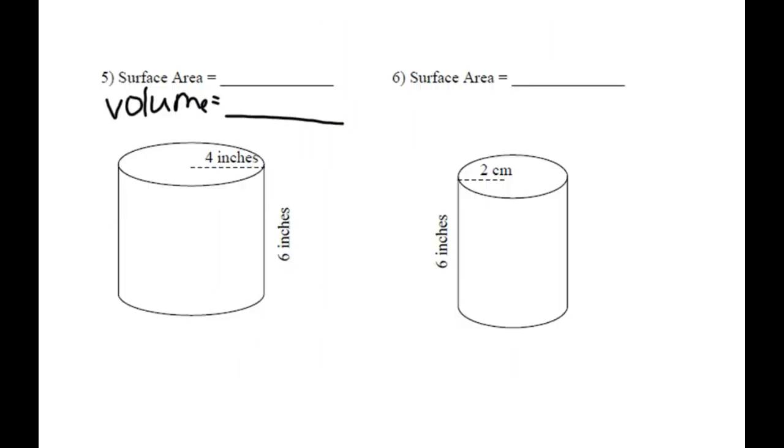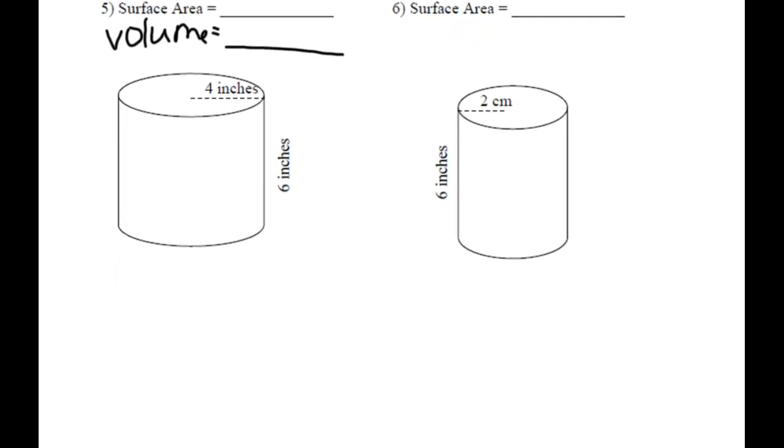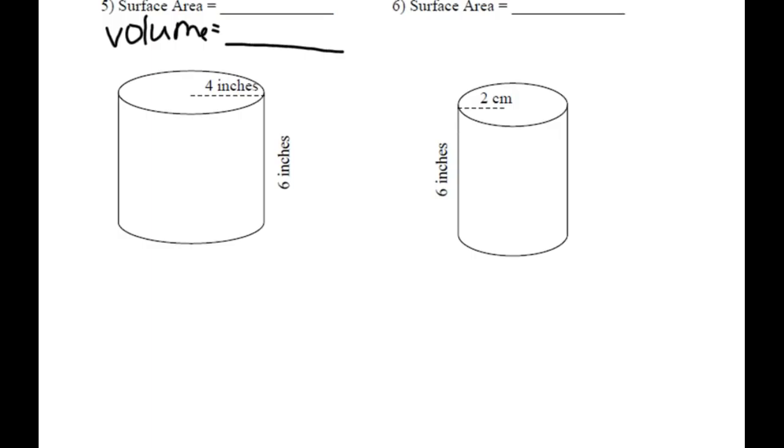So on your paper, again, I want you to write down volume underneath of where it says surface area. We're going to do the volume formula first. If you don't have room on your paper, then use a separate sheet of paper. You may run out of room for this one. So volume, we're going to try to do it here. Hopefully we'll have space. So again, volume equals pi times the radius squared times height.